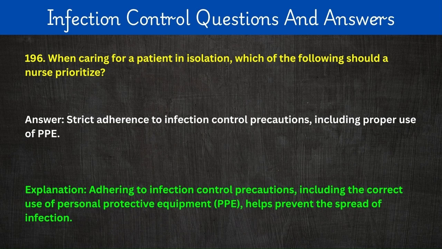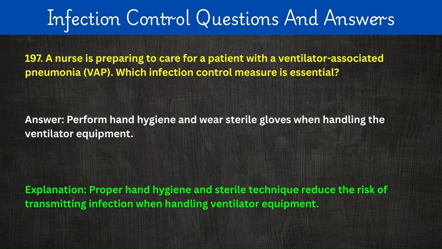Answer: strict adherence to infection control precautions, including proper use of PPE. Explanation: adhering to infection control precautions, including the correct use of personal protective equipment, PPE, helps prevent the spread of infection. 197. A nurse is preparing to care for a patient with a ventilator-associated pneumonia, VAP. Which infection control measure is essential?